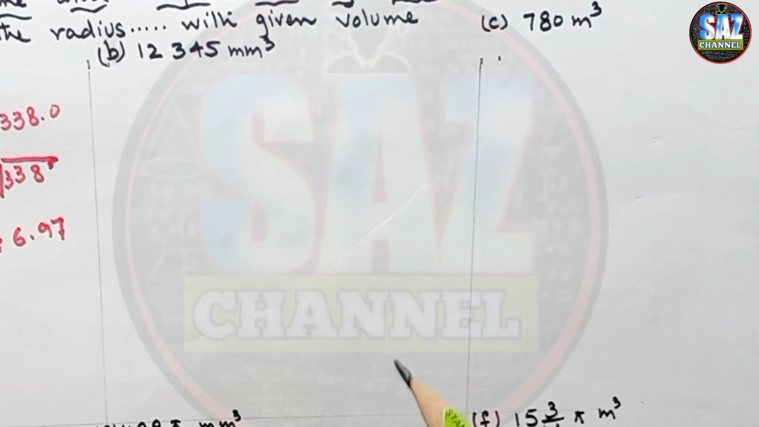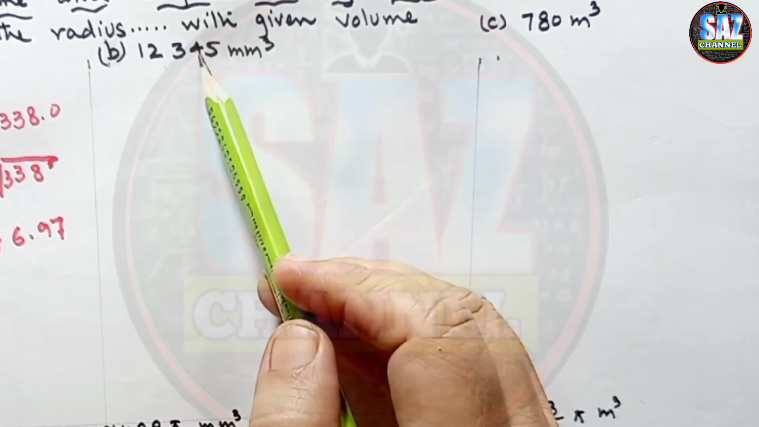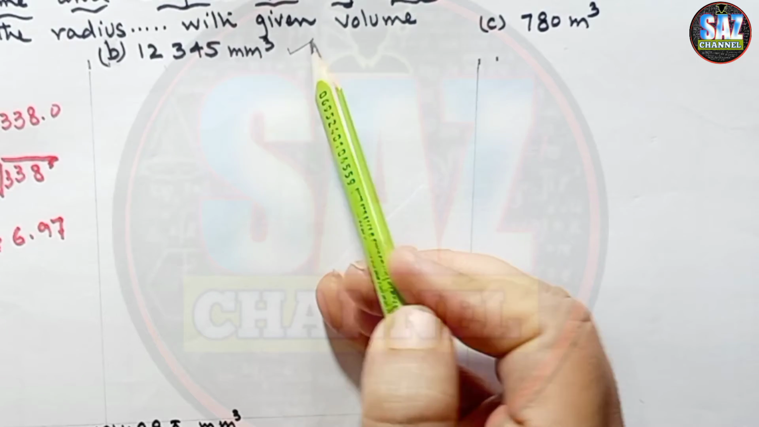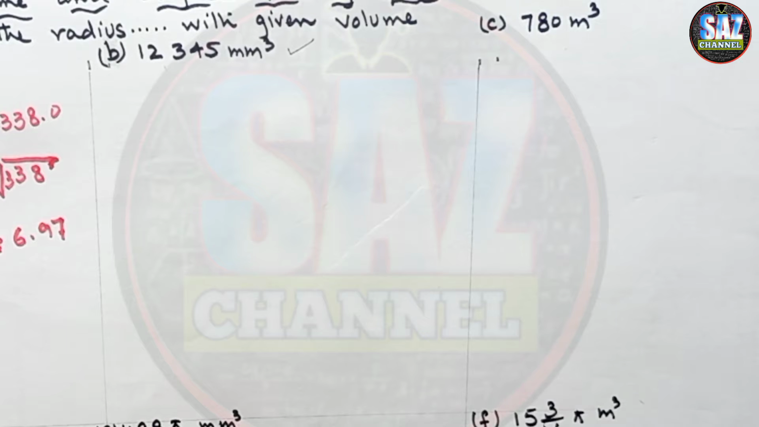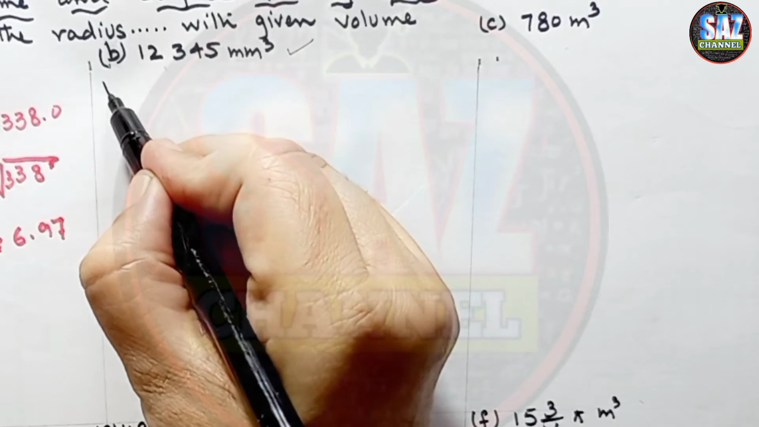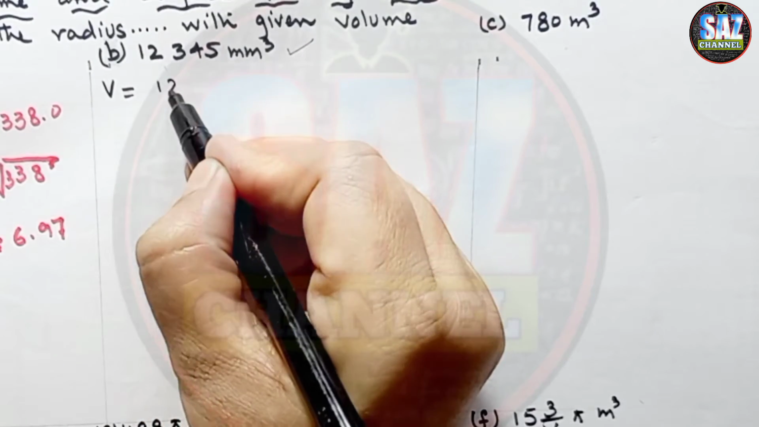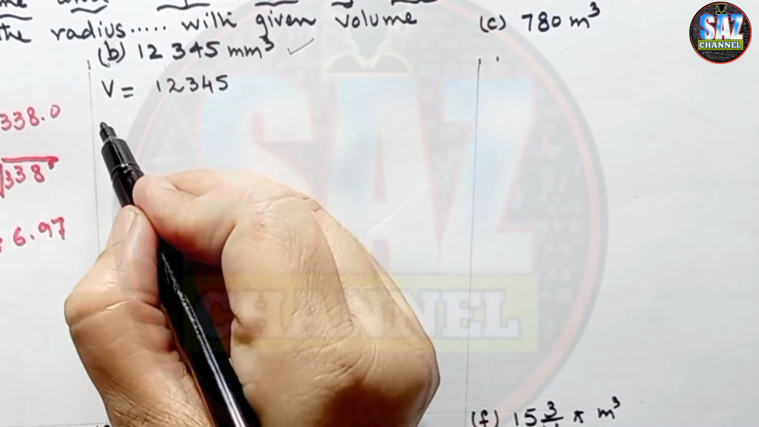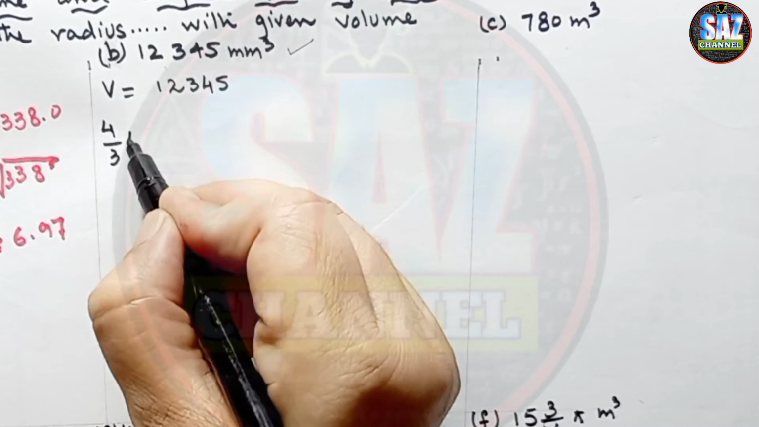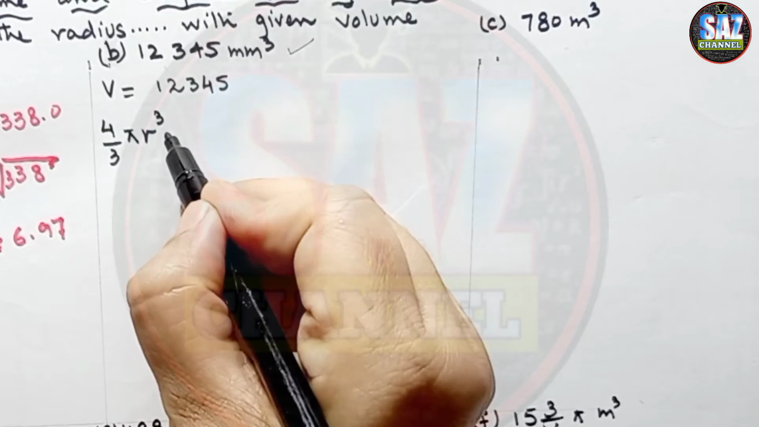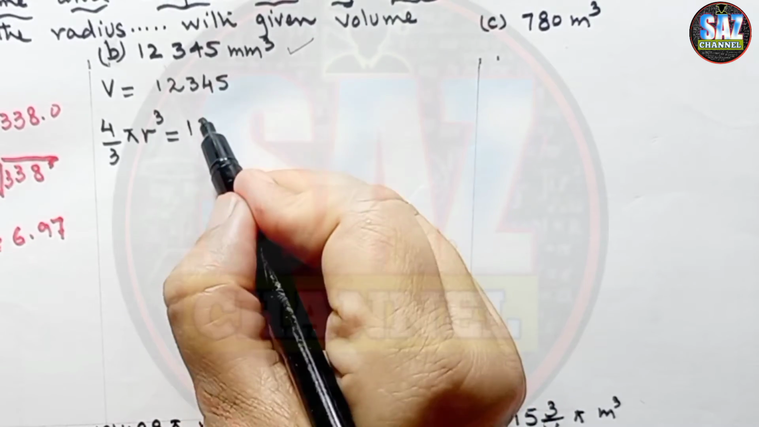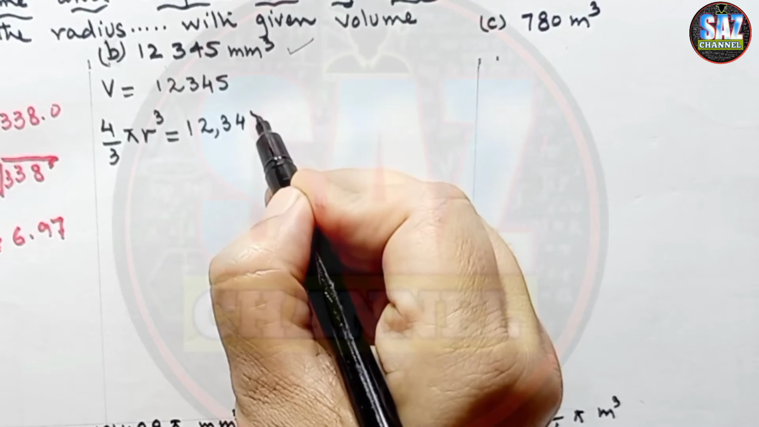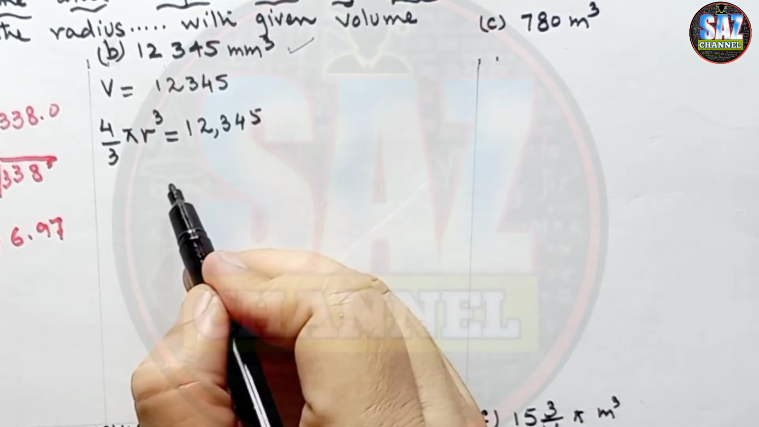Let's compare the data for the B part. In the B part, the given volume is 12,345 millimeter cube. This is the volume given. Volume equals 12,345. Now the formula for the volume is 4 by 3 into pi r cube equals 12,345. Now go for cross multiplication.